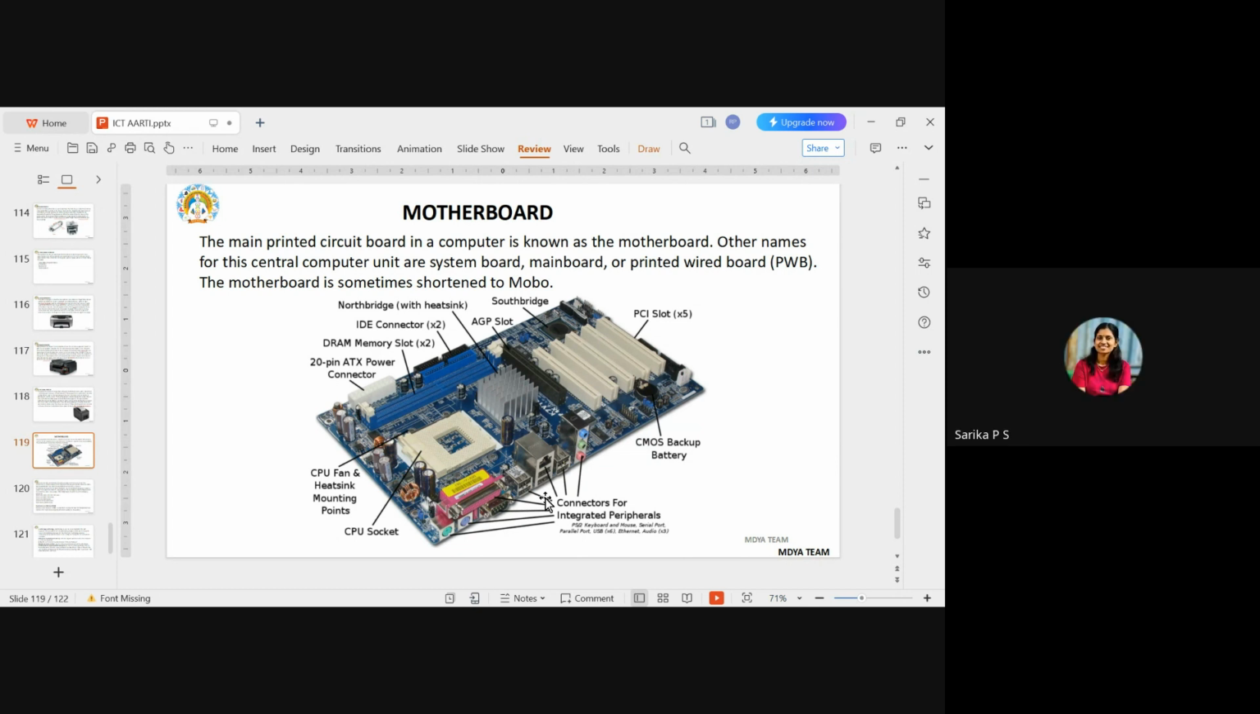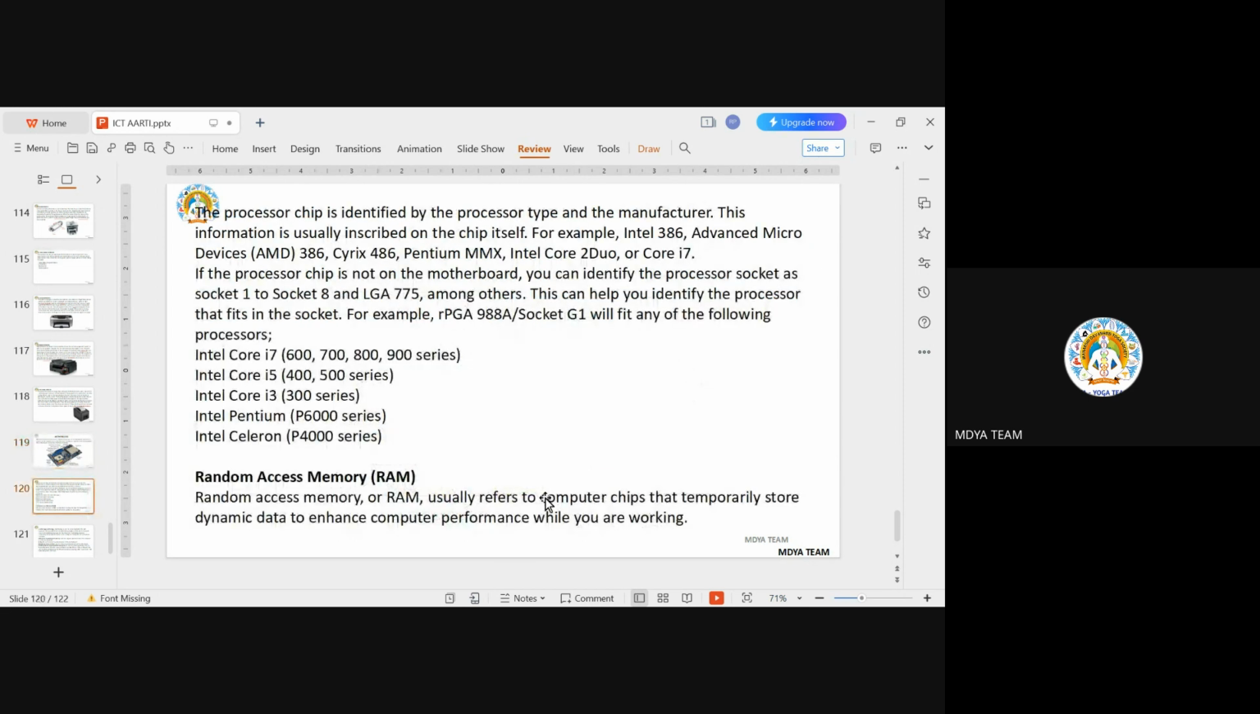Yes, ma'am. Now next is the processor. First we will discuss the CPU socket. This is very important because it is the brain of the computer. How will we identify the processor chip? By the processor type and the manufacturer, which are all placed on the chip of the processor.